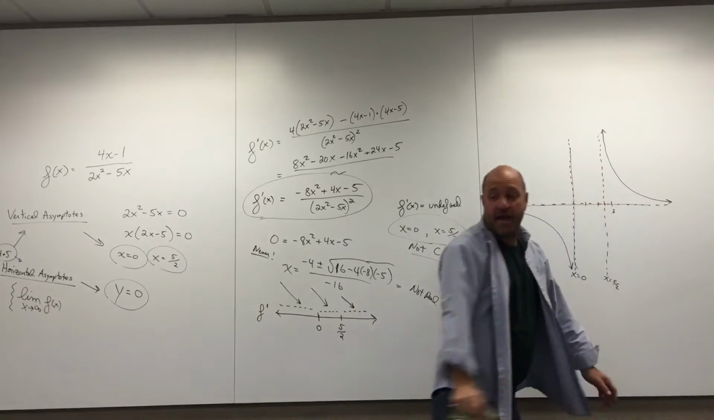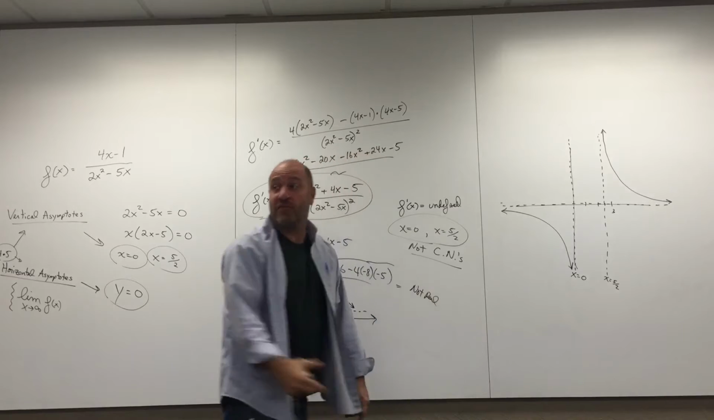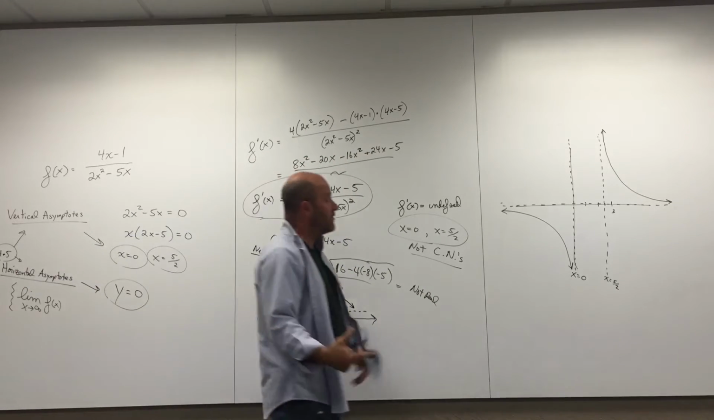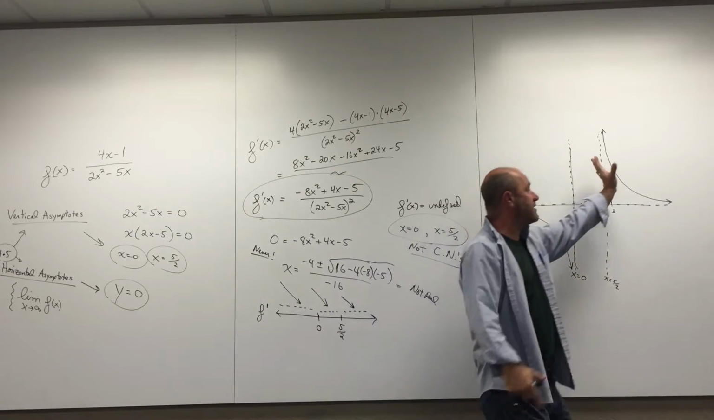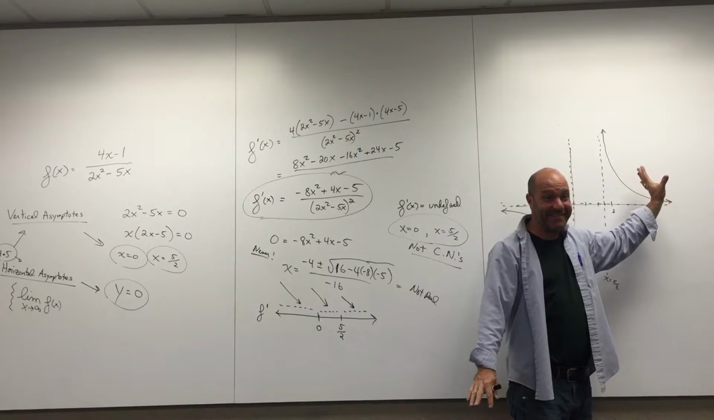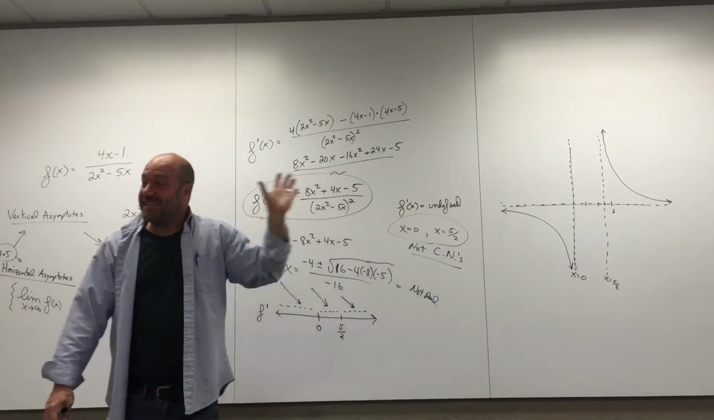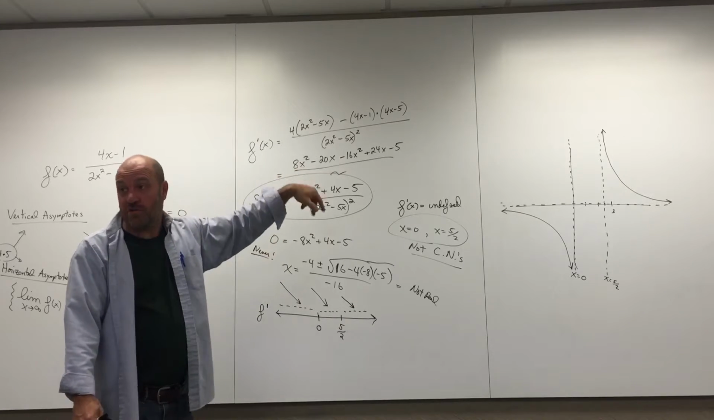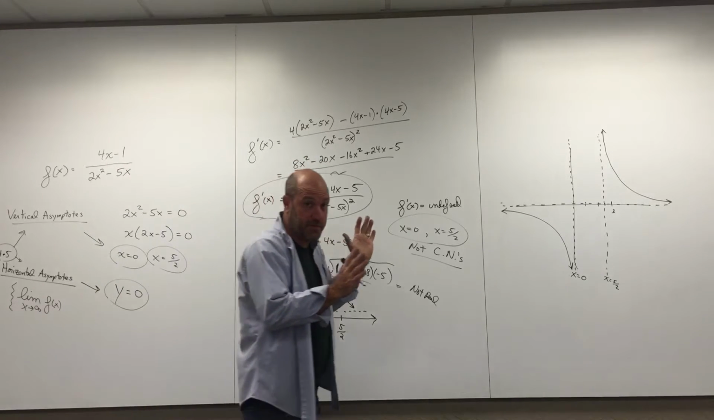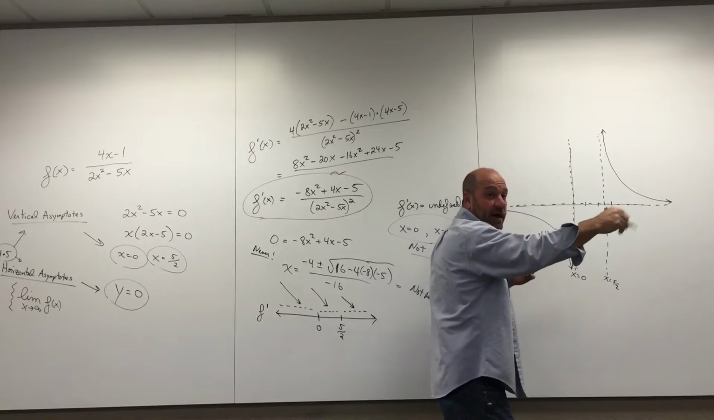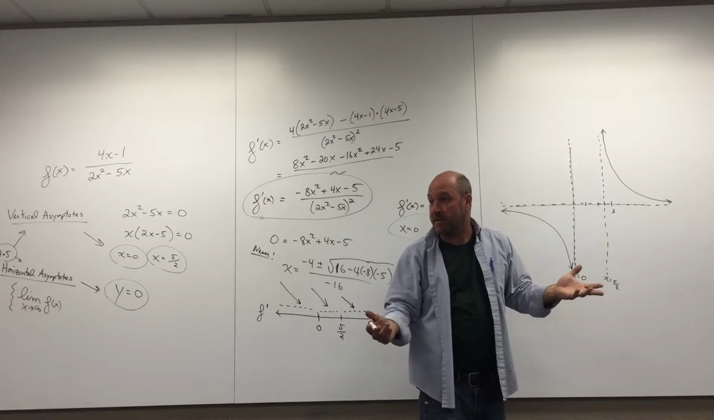That's pretty cool. By the way, if we would have investigated concavity, we would have learned that this is concave down and this is concave up. I didn't really need concavity to draw those shapes. With asymptotes, I know how the shape works.